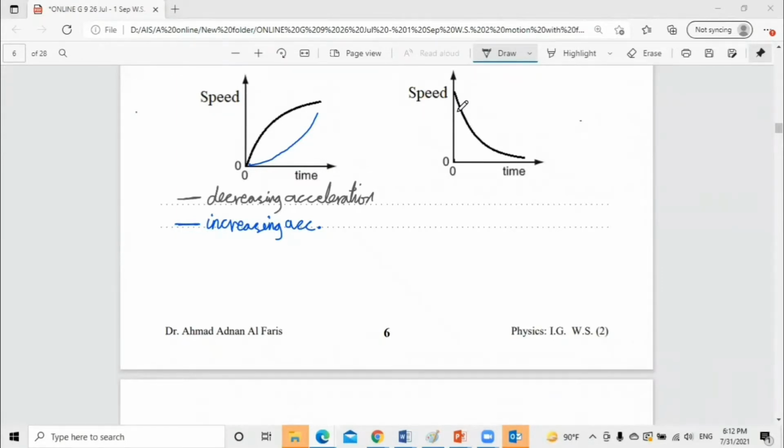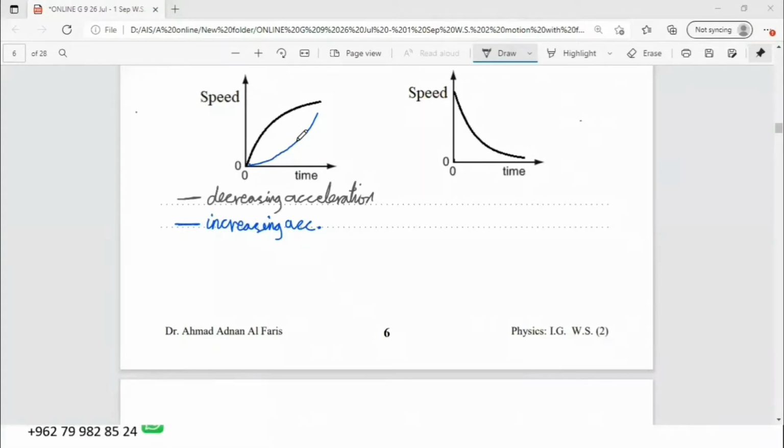Are you sure, increasing acceleration? Is it acceleration? The speed decreases. Do you mean about this one? You may be increasing acceleration. Yes, exactly. Deceleration. So in this line, the speed is decreasing.